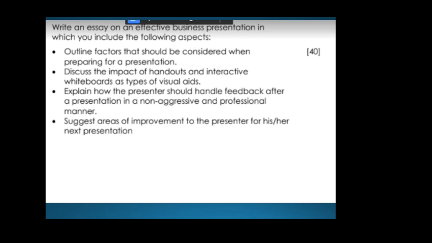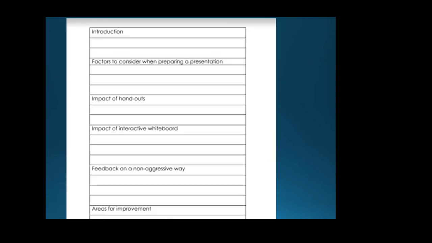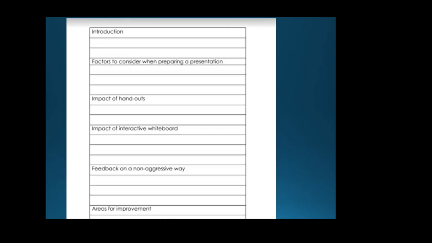I've got three more minutes to go, and then we are going to call it a day. It was really wonderful. Here we go. So let's look at it. Here's your introduction. Under your introduction, you write your two sentences. I gave it to you. We will make it available to you. So there's the introduction. There's your first bullet, factors to consider when preparing a presentation. Your third bullet, the impact of the handouts, impact of interactive whiteboards, feedback in a non-aggressive way, and then areas for improvement. And then obviously, don't forget about your conclusion as well.